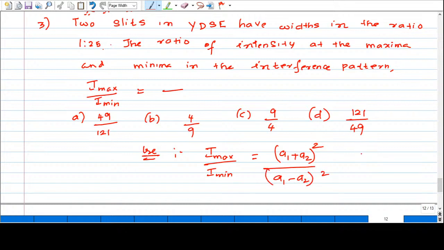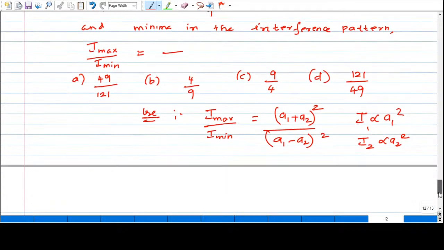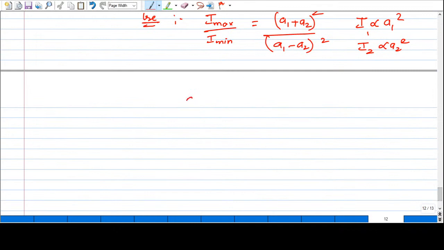The other one is I is directly proportional to A1 square, I1, and I2 is directly proportional to A2 square. With the help of this concept and formula, you can do this sum, but we are not going to do any formula. So I am just going with the shortcut method. Use this shortcut method for all the sums. You will get the answer immediately.